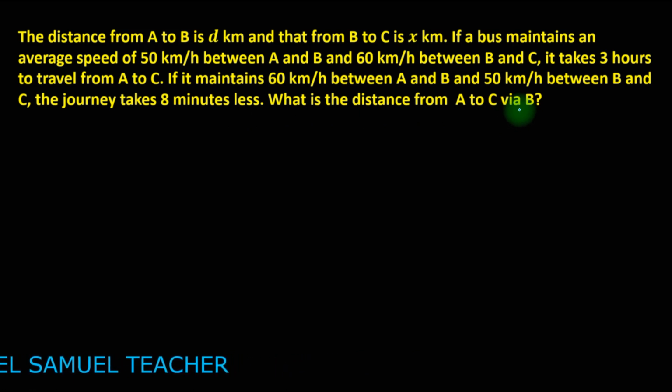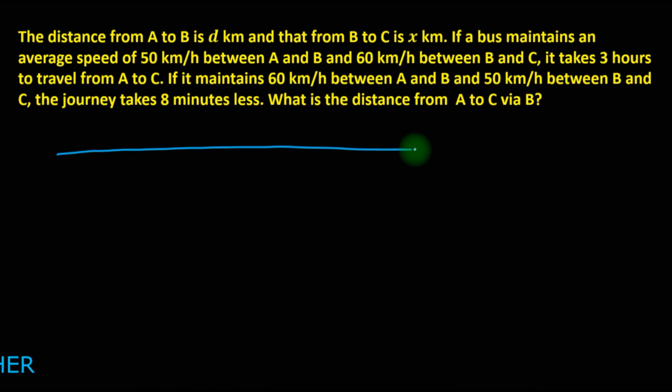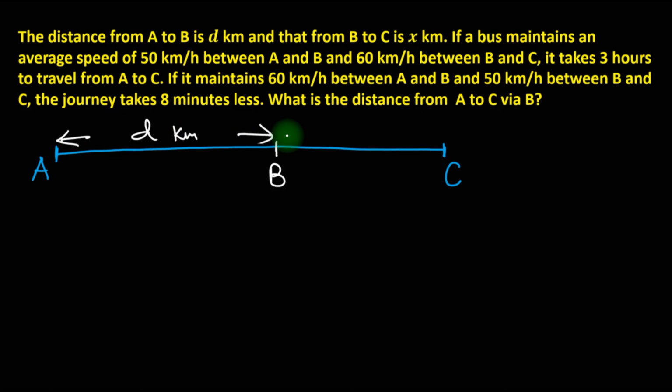Now, to begin with, I'm going to draw a straight line, such that it is the distance from A to B to C. In the first case, we have 3 stations: A, then B, and then C. So the distance from A to B is d kilometers, then that from B to C is x kilometers.